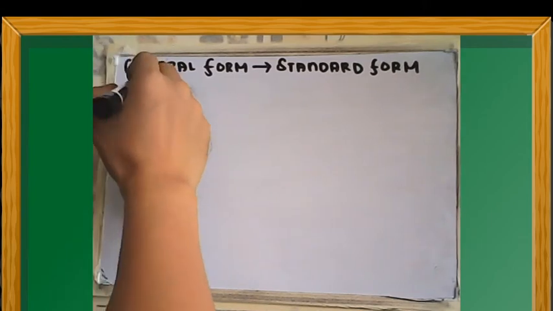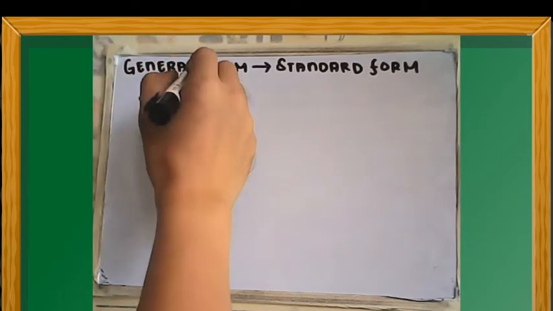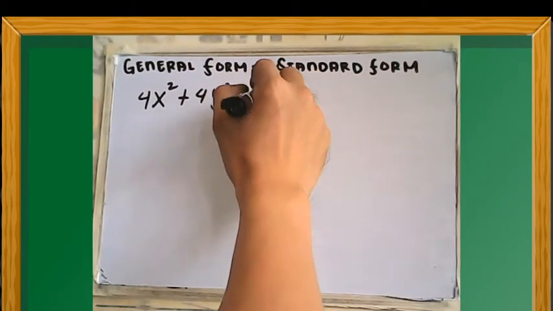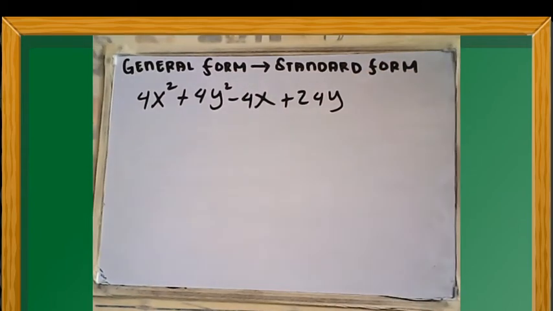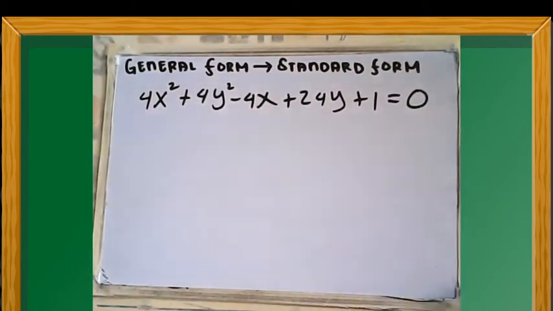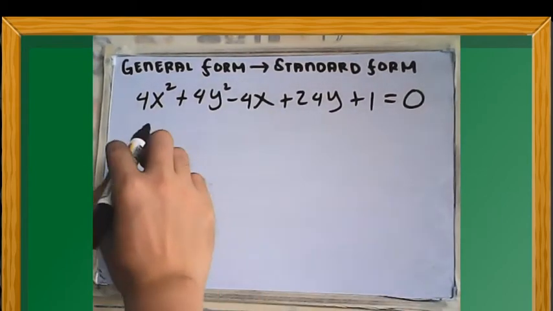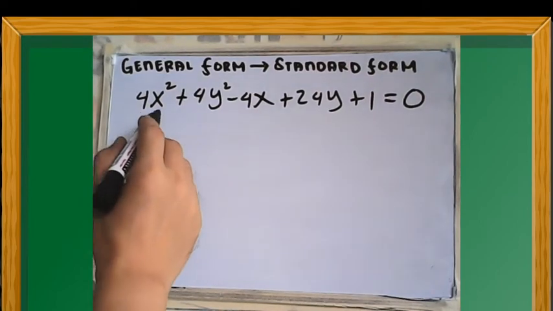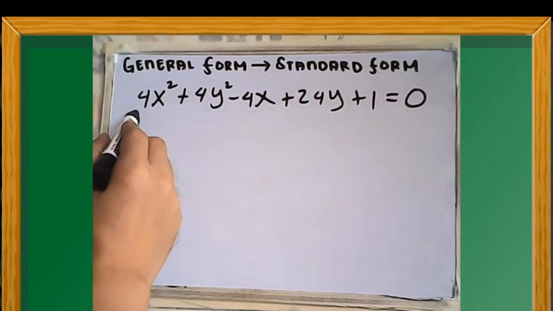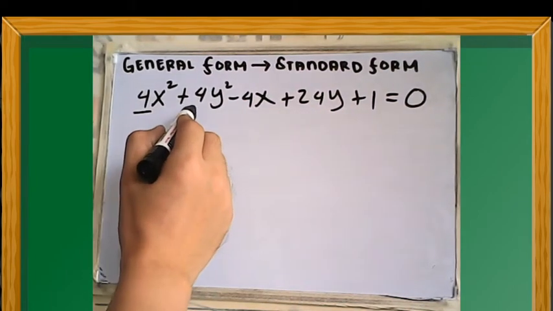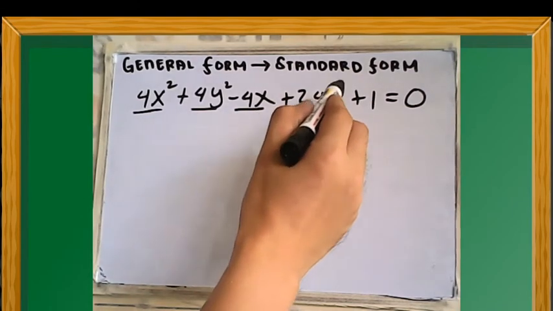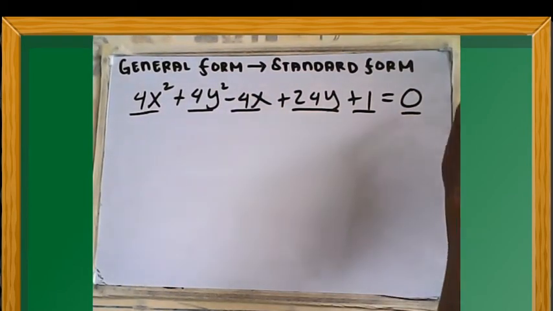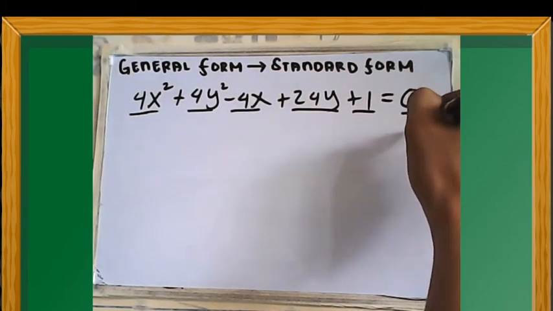The given equation in general form is 4x squared plus 4y squared minus 4x plus 24y plus 1 equals 0. Here, x squared and y squared still have coefficients, which is 4. To remove the 4, since they have the same coefficient, we can divide all terms by 4: the first term, second term, third term, fourth term, fifth term. We can also divide 0 by 4.